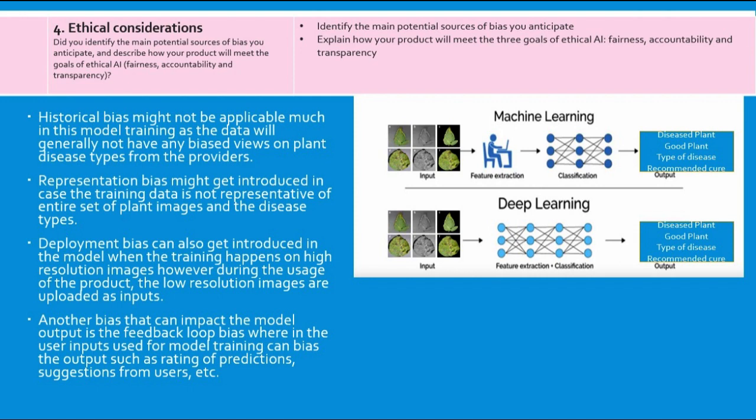Another bias that can get introduced is the feedback loop bias, where in the app we are providing the user inputs to be used for model training, the reinforcement learning. And if there are erroneous user inputs, the model will learn upon them, such as incorrect ratings on the predictions or the suggestions from the users. The model will learn incorrectly from the user feedback and possibly provide inaccurate outcomes.